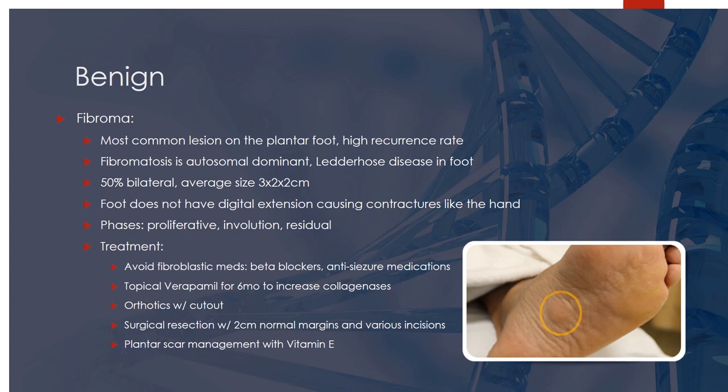So fibromas, as we talked about, with the most common mass being the ganglion on the dorsal foot, the fibroma is by and large the most common on the plantar foot. Very high recurrence rate, one of the most common enemies of the podiatrist here. So fibromatosis, true fibromatosis is an autosomal dominant trait. We talk about fibromatosis in the hand, often associated with bad contractures. We don't see that quite as commonly in the foot itself.